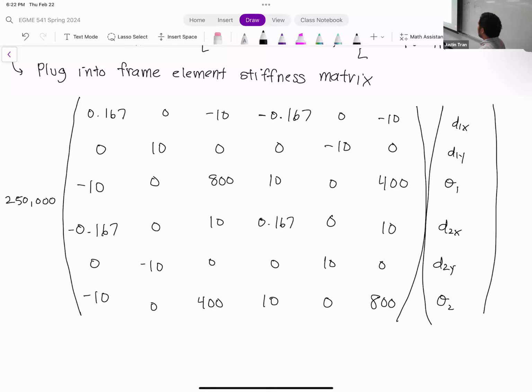All right, any questions on this so far? So it's just plug and chug. It's just plug and chug, super omega hyper plug and chug. Okay, so let's go ahead and move on.